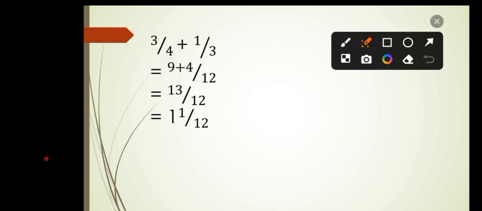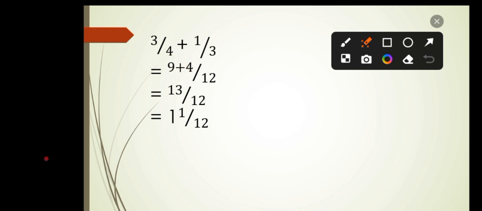So now that we have gotten the LCM, we will use the denominators of the different fractions to divide the LCM. This denominator 4 will go into this 12, the LCM, and give us 3. 3 times 3, the numerator, will give us 9. That's how we have this 9.